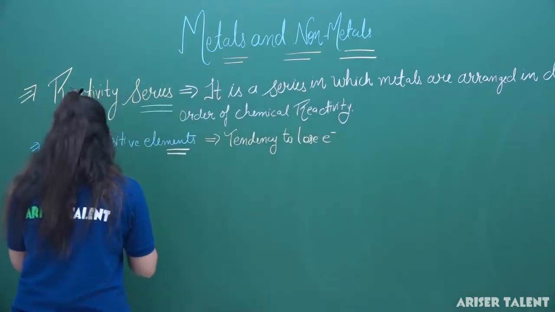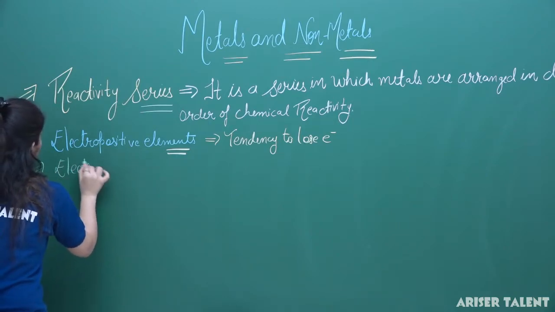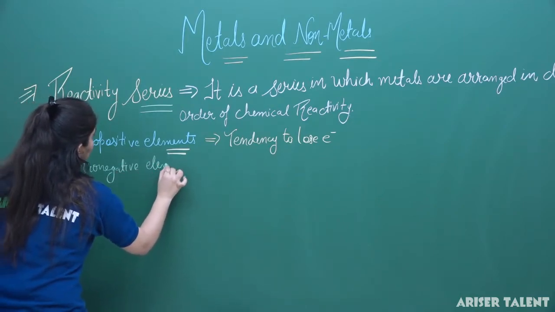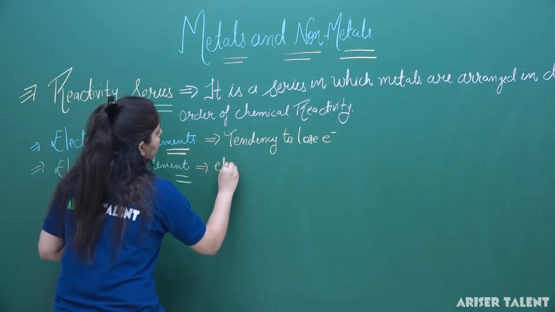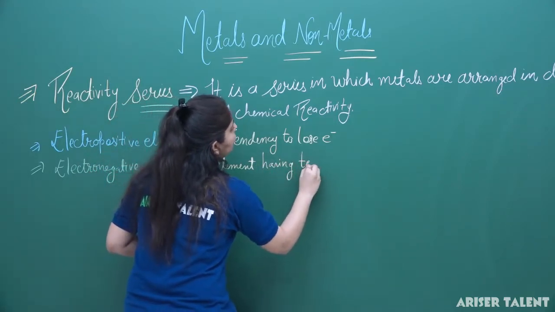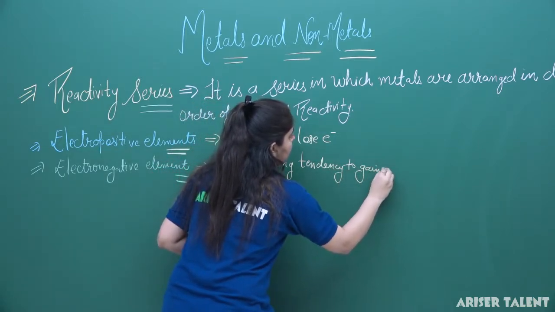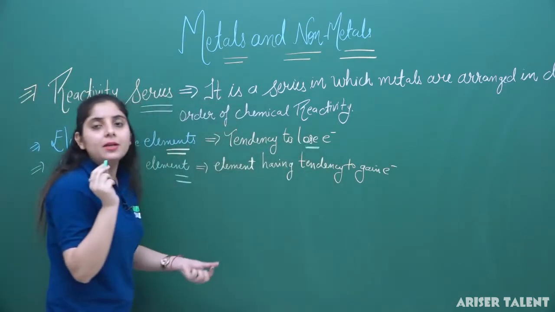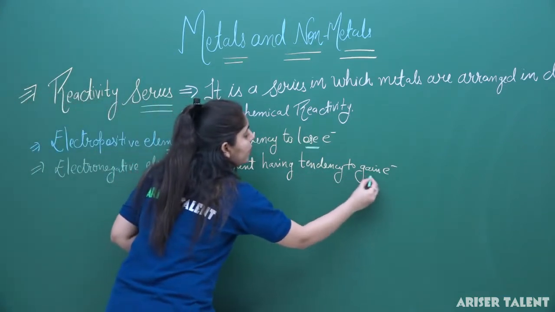What is an electronegative element? An element having the tendency to gain electrons. So the element which has the capability to lose electrons is known as an electropositive element, and the element which has a tendency to gain electrons is termed an electronegative element.